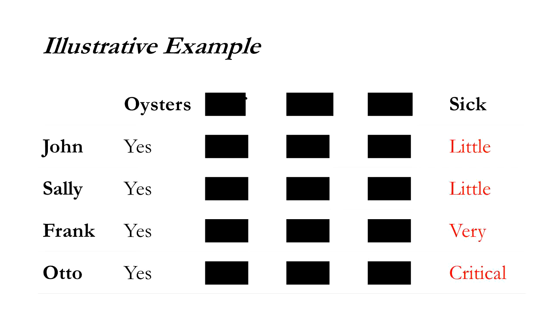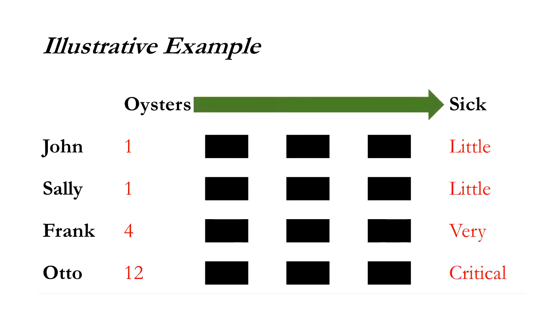Let's see. Fingers crossed. What are we going to do? Let's look at the oysters. Now, John and Sally had 1. Frank had 4. And Otto had 12. What do you think is the culprit? You're right. It's the oysters, concomitant variations. The number of oysters that people ate varied in the same degree to some extent with how sick people got. So using this method, you can determine that it's the oysters, and the oysters to a large degree, that were the cause of the sickness.